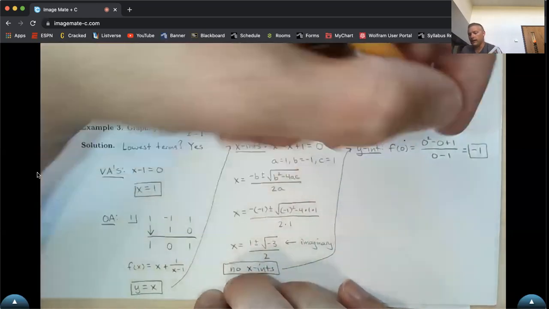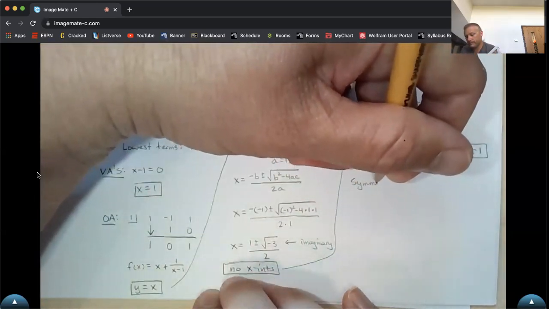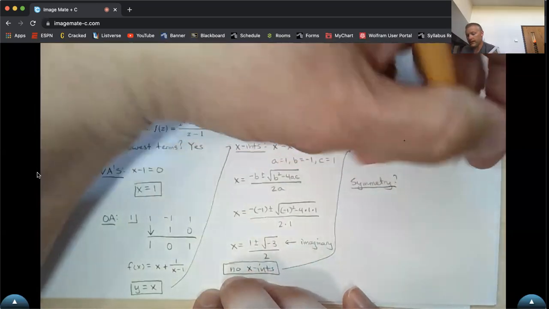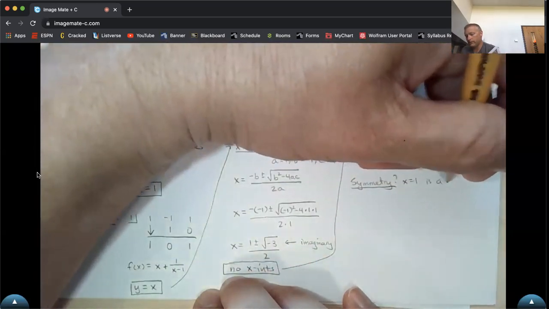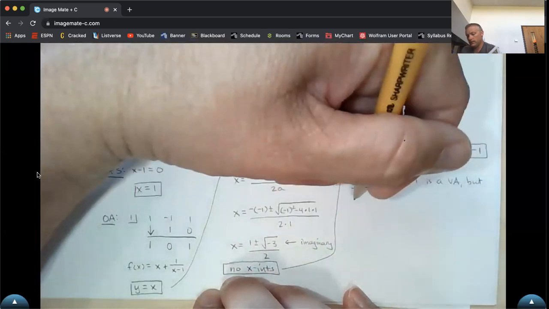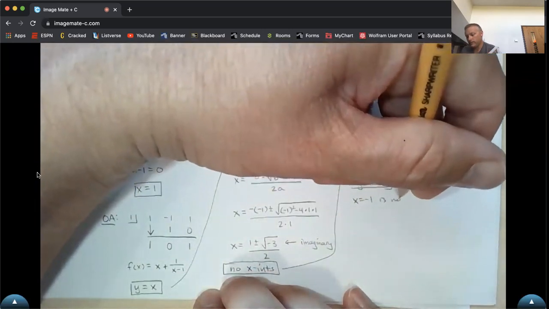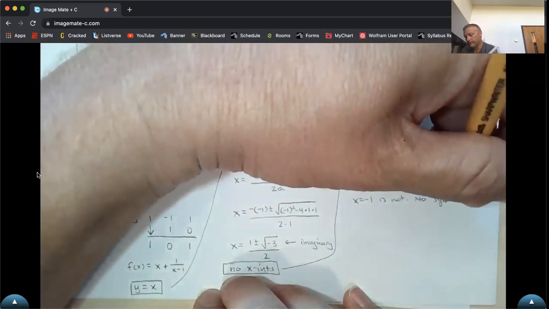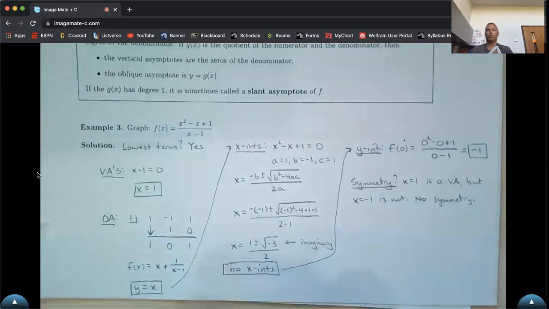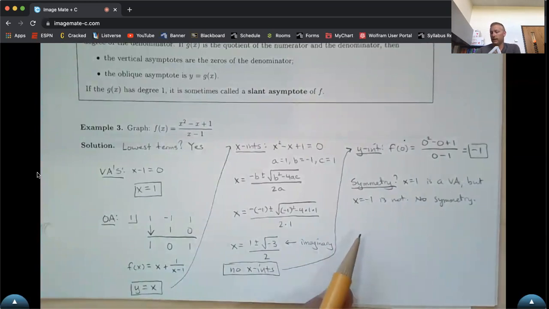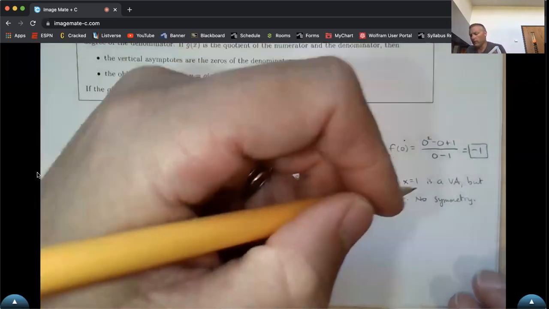All right, so next we check for any symmetry. We can again say x equals 1 is a vertical asymptote, but x equals negative 1 is not. So there's no symmetry. Now, if x equals negative 1 were a vertical asymptote, that wouldn't guarantee symmetry, but it would at least make a case for checking if there's symmetry. But I can say right away, if something similar isn't happening on the left side as is happening on the right side, then I can forget about symmetry. So now we go to get a graph.